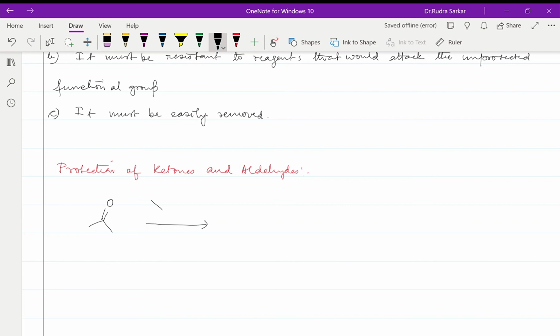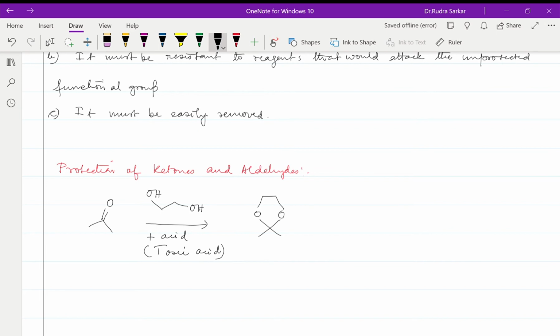then we can use ethane-1,2-diol plus an acid, which will mostly be tosic acid, and that would lead to the formation of 1,3-dioxolane.